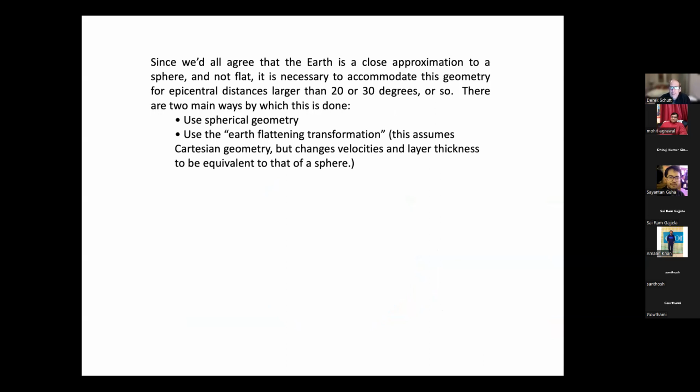If the geometry is greater than about 20 or 30 degrees, that means if I take the source location, the earthquake location, go to the center of the Earth, and then go to the receiver, I draw a wedge through the Earth, and that distance can be measured in degrees. If that distance is more than 20 or 30 degrees, then we need to use spherical geometry.